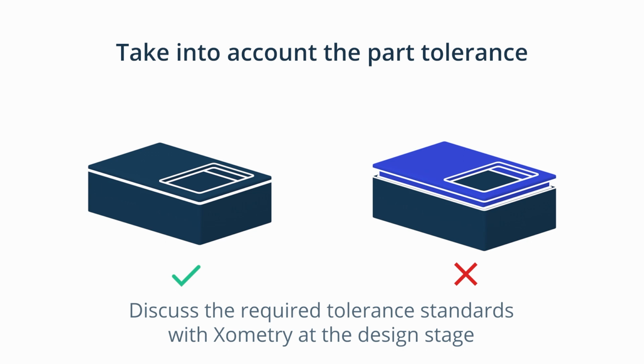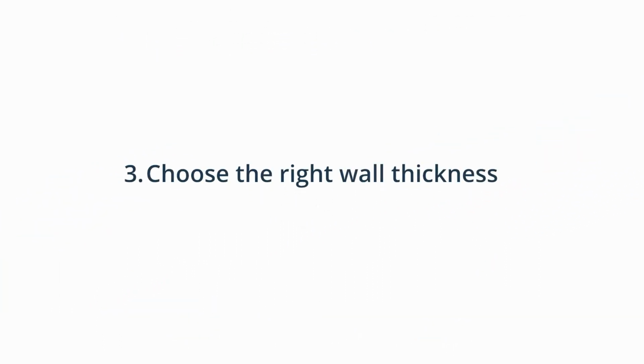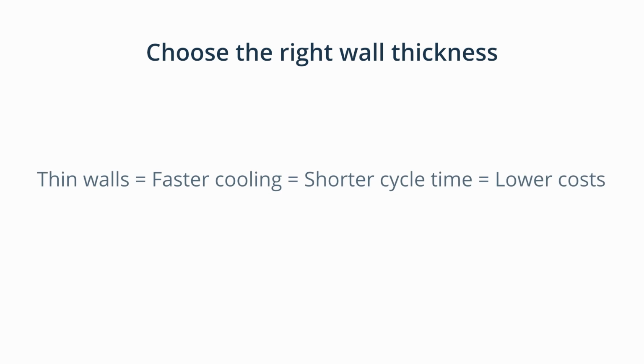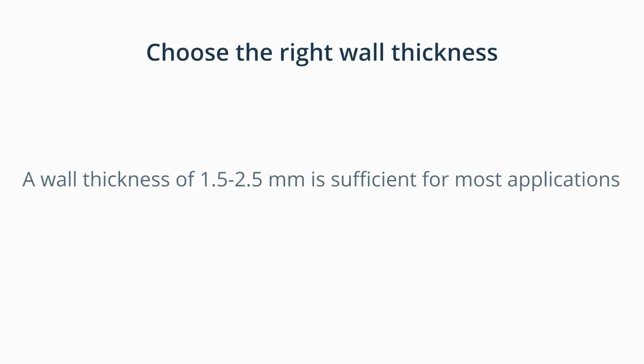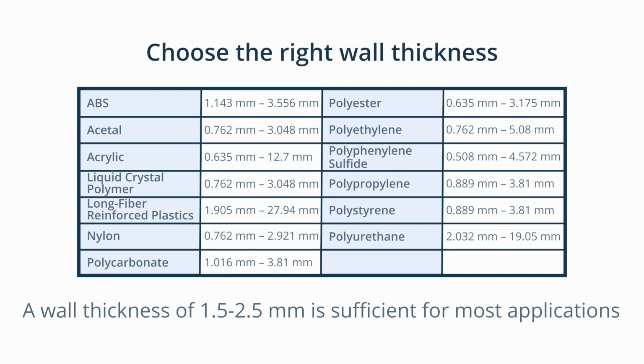For example, DIN 16901 contains a general tolerance table as a reference for different materials. If your supplier uses the standard and you need tighter tolerances or other standards, they will ask you to provide 2D drawings. 3. Choose the right wall thickness. There are a few key points to consider to ensure you choose the right wall thickness. Thinner walls shorten the cycle time and lower the cost of your part. For lots of applications, a wall thickness of 1.5 to 2.5 millimeters is sufficient, but you can also refer to recommended wall thicknesses for different materials.